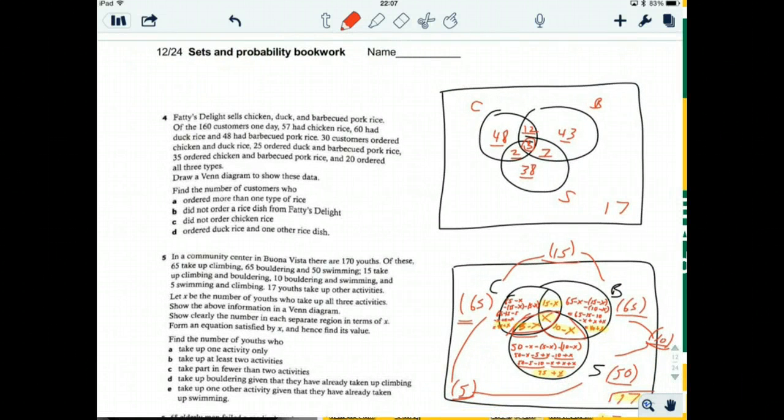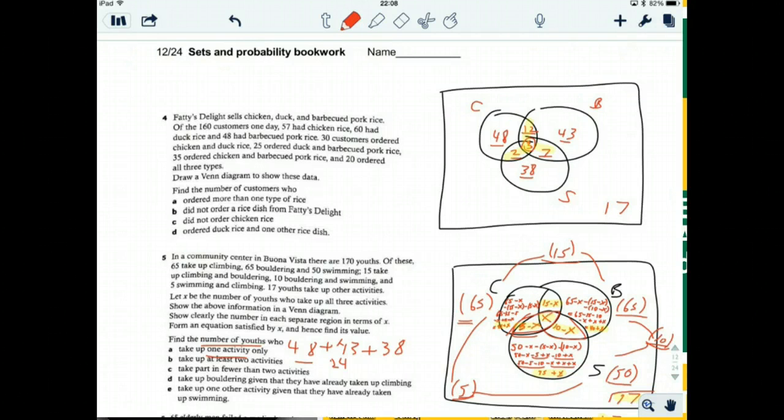climbing, bouldering, and swimming. So find the number of youths who take up one activity only. So that would be the 48, 43, and 38 together, right? So 48 plus 43 plus 38. How many people take up at least 2 activities? So that would be everybody inside the triangle region. So that would be 12 plus 3, which is 15, plus 7, which is 22, plus 2, which is 24.